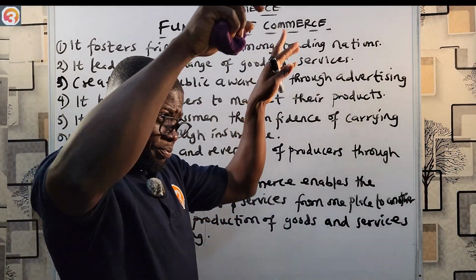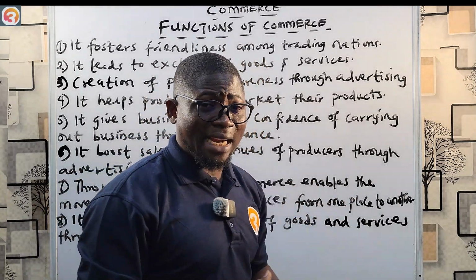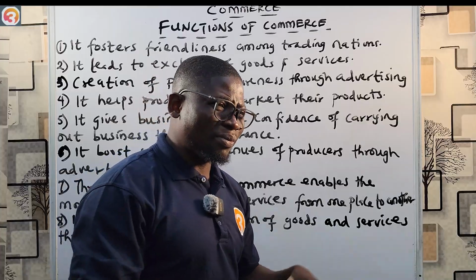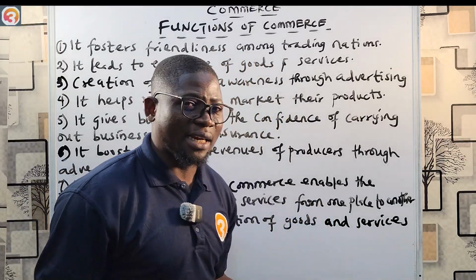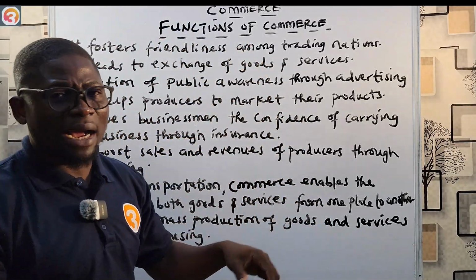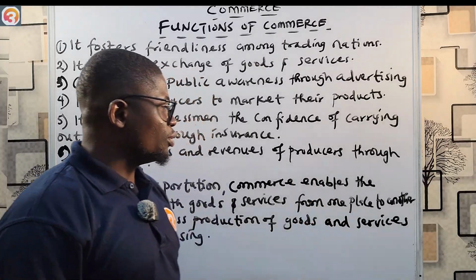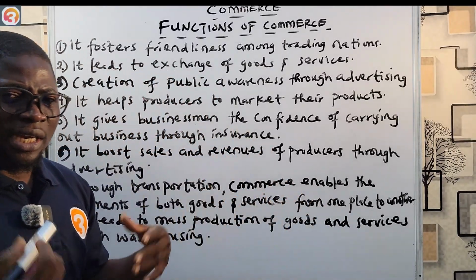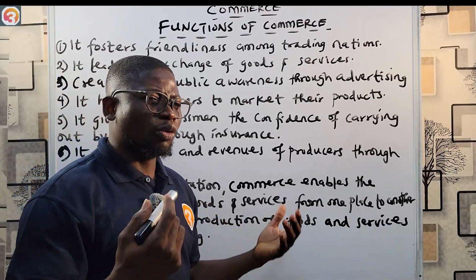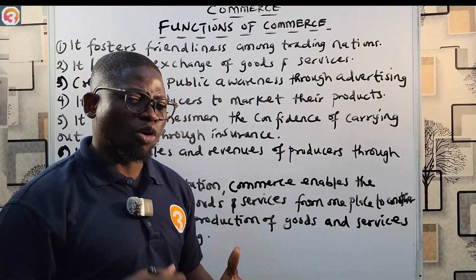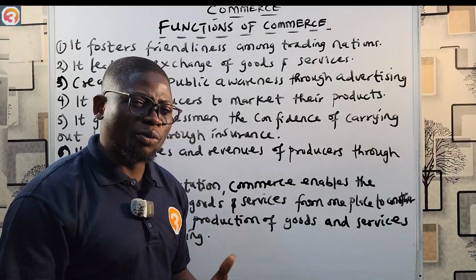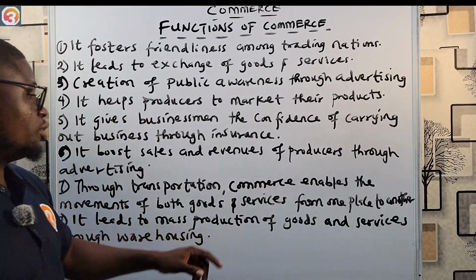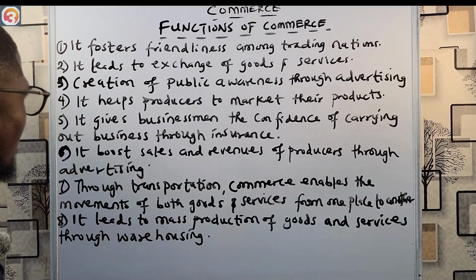So you can see, let's say a farmer that plants yam in large hectares of land. We have a very big warehouse, a barn where he keeps yams. So that's a warehouse, right? So anytime he needs, he can just go there, fetch and sell. So he's able to produce more, able to have more revenue, more sales, and so on. That's what commerce is. It leads to mass production of goods and services through warehousing.